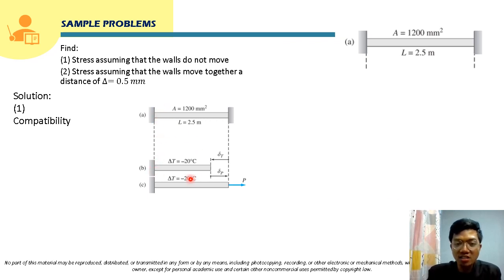In this free body diagram, as you can see here, class, we remove this fixed support. After we remove that support, this member will be free to contract or expand. But in this case, the temperature change is decreasing, meaning to say the member will contract. So the deformation for this will be contraction, and we will name that delta T.